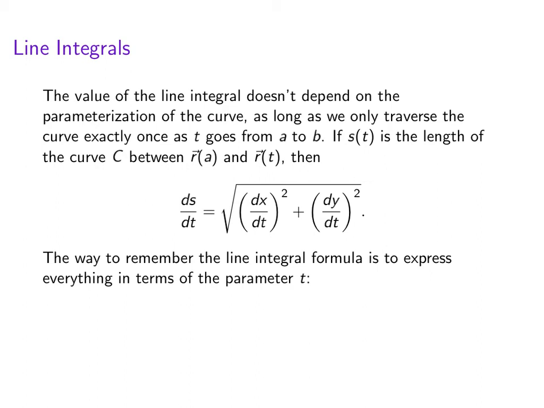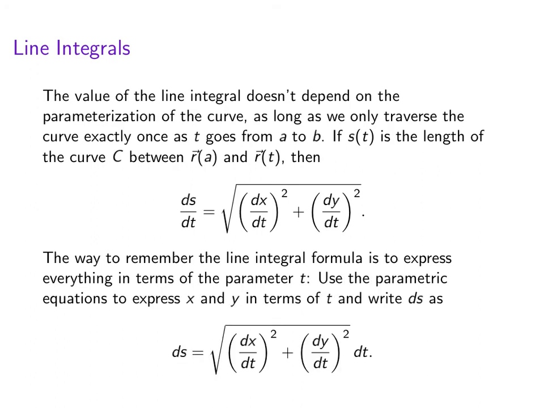So here's how we can remember the line integral formula. We can express everything in terms of the parameter t. So ds is equal to the square root of dx by dt squared plus dy by dt squared, dt. Remember, this is not a real thing. This is just a mnemonic device.